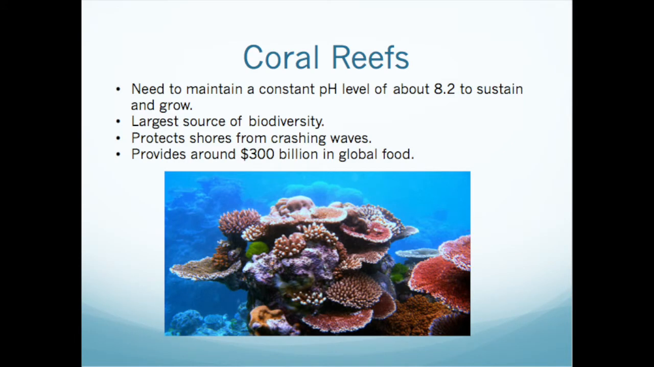So, as I said in the beginning, we did emphasize on coral reefs. Coral reefs do need to maintain a constant pH level of about 8.2 in order to sustain and grow, and that can fluctuate a little bit, but it needs to stay around that level. It's also the largest source of biodiversity and protects shores from crashing waves. It also provides around $300 billion in global food. So, as these coral reefs start to degrade because of ocean acidification, we lose that biodiversity and we lose that huge food source, which impacts the world as a whole.